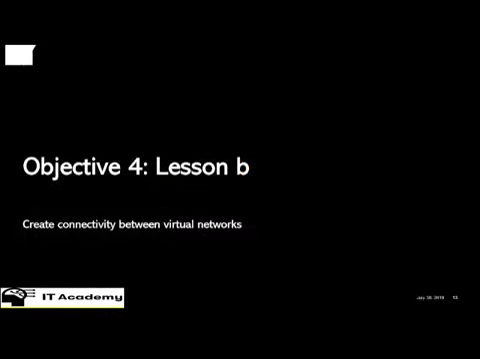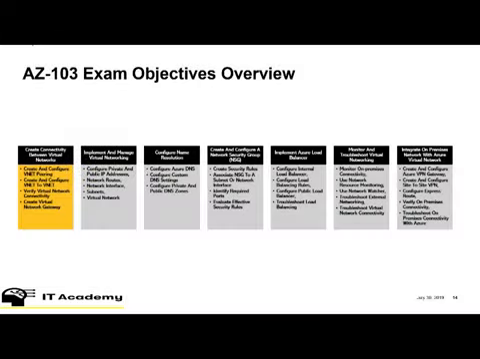In Lesson B of Objective 4, we're going to take a look at creating connectivity between virtual networks in Azure. In the 103 exam, you're going to come up against questions that test your ability to create and configure VNet peering, VNet to VNet VPNs, and also to verify connectivity and to create a virtual network gateway. Not only will you come across theory questions, I can pretty much guarantee you're likely to run into exam simulation questions where you'll be asked to perform the configuration steps in a simulated version of the Azure console.